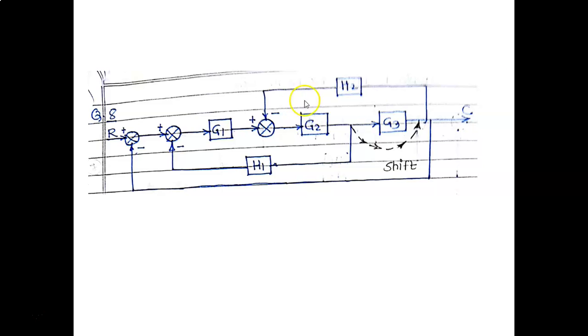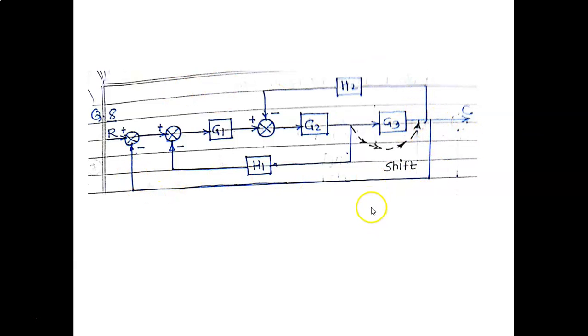Now, this is the problem. Draw the diagram. These two summing points are there, 1, 2, this is the third summing point. Block G1 is there between these two summing points. Then this block G2, block G3. This is the takeoff point. Then this is also another takeoff point. This is also another takeoff point.